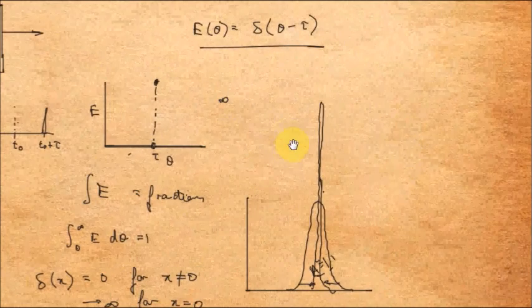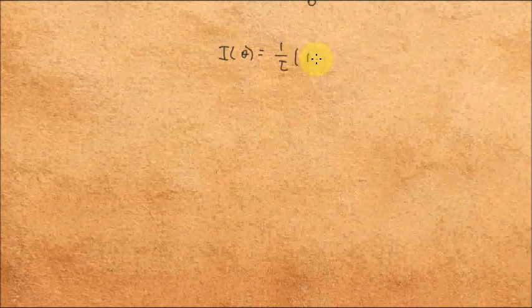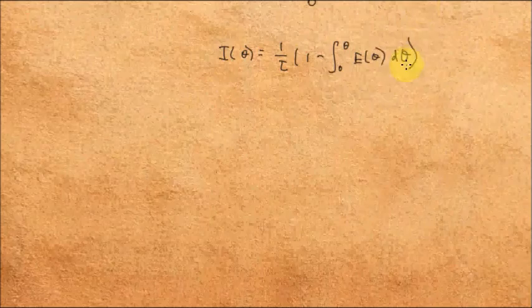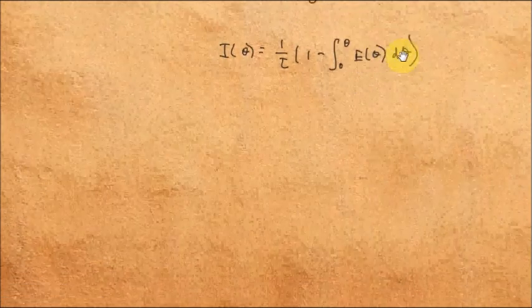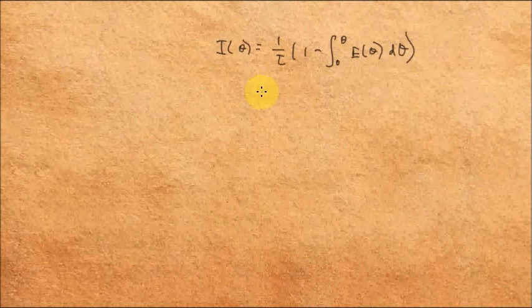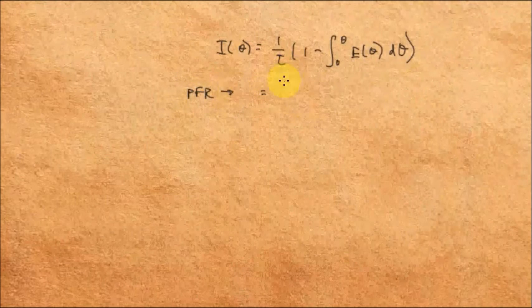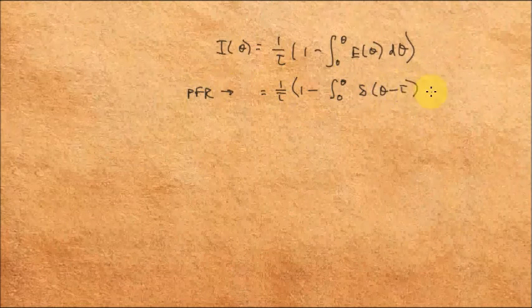Okay, so that's one side of it. So we want to write I of theta is 1 over tau times 1 minus the integral 0 to theta of E of theta in theta. So let's apply that for the plug flow reactor. For the plug flow reactor, E of theta is the Dirac delta function. So this is 1 over tau times 1 minus the integral 0 to theta of the Dirac delta function theta minus tau in theta. So that's equal to 1 over tau.